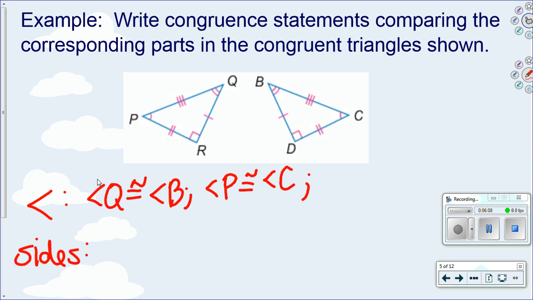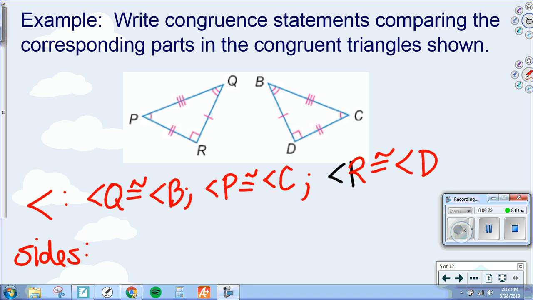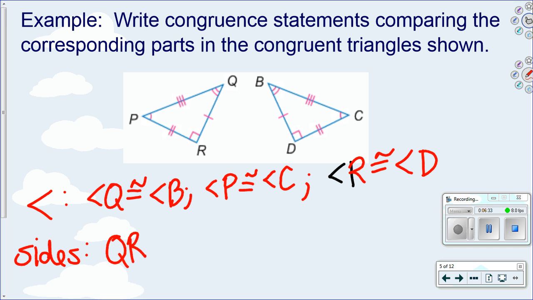Irene? Angle R is congruent to angle D. Very good. All right, let's do the sides now. Someone from the door side. Somebody tell me a pair of corresponding sides. Line segment QR is congruent to segment BD.